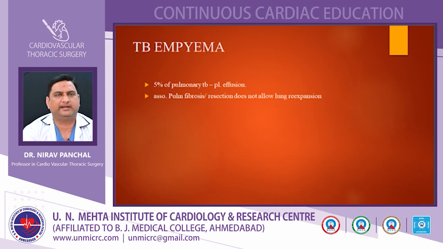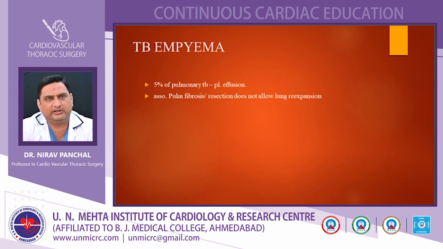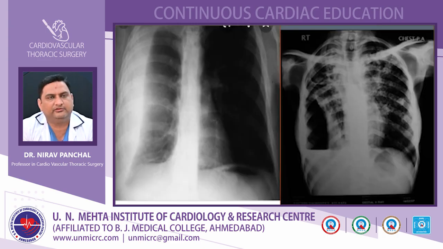Now coming to the second type, tuberculous empyema. As we all know, 5% of all pulmonary tuberculosis patients develop pleural effusion. But one thing we need to keep in mind, what is different from parapneumonic empyema to tuberculous empyema is the associated pulmonary fibrosis, or this patient might have undergone resection for pulmonary tuberculosis, and because of this the lung is not re-expanding properly, as we see in cases of parapneumonic empyema. So these are a few features of pulmonary tuberculosis complicated with empyema.